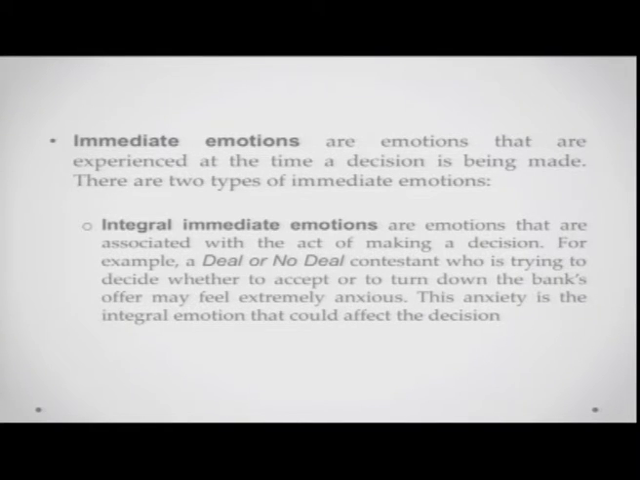Now there are two kinds of immediate emotions that we can talk about. The integral immediate emotion is the emotion that is associated with making this decision, whether I am making the correct decision, whether I am making the incorrect decision, how anxious I am feeling because this is such a heavy choice to make, how happy I am feeling because this is a relatively benign choice to make. So for example, a Deal or No Deal contestant, again I am taking the example of this game, who is deciding whether to accept or return the bank's offer, might be feeling extremely anxious because there is such a lot of money involved. This anxiety is referred to as the integral anxiety or integral emotion, and can play a very important part in affecting the decision.